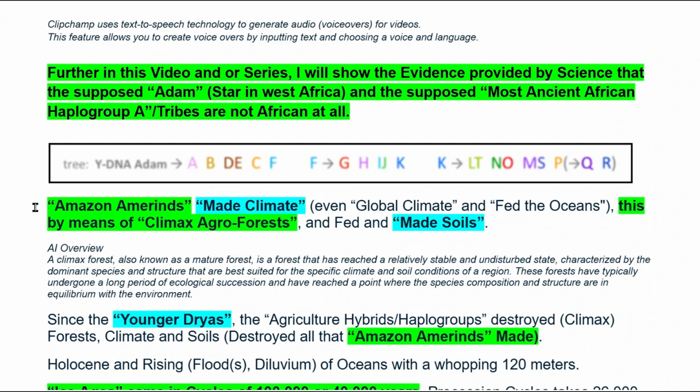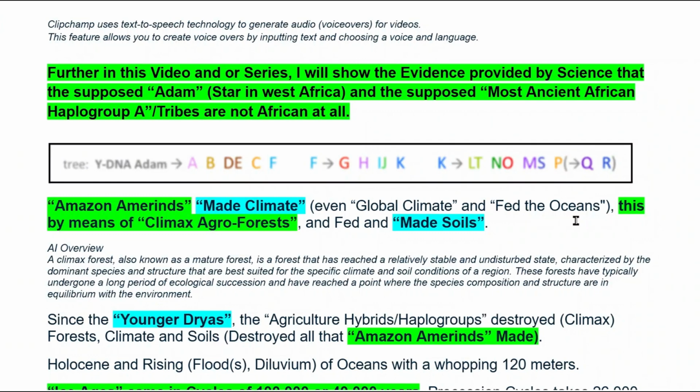We claim and have evidence that Amazon Amerinds made climate. They cannot make climate directly. They have to make forests, and a very specific form of forest they have to make with the help of nature or based on nature, and with the help of certain animals, seed dispersers like a cow, tapir, and so on. With the help, of course, of the species, tree species, plant species, animal species, they make the forest, they make soils, and the soils are the basis for the forests, and the forests make the climate. And we claim it makes even a global climate and even feeds the oceans.